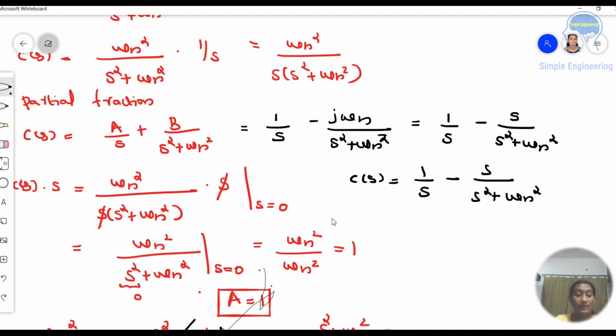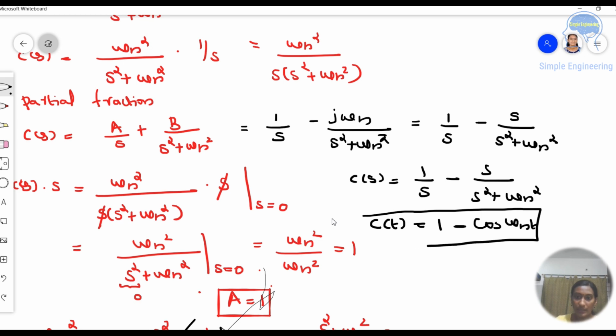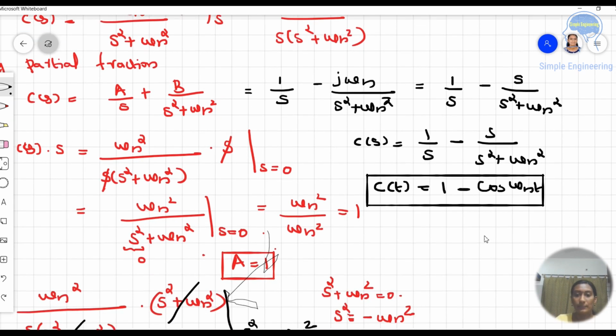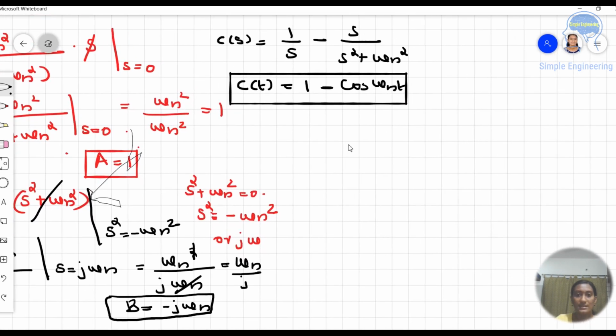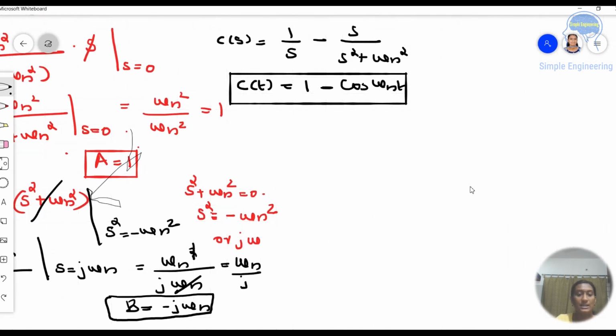And what we have to find? We have to find the response. Response means in the time domain. So c(t) will be equal to the inverse transform of 1/S, which is 1, minus the inverse transform of S / (S square + omega n square), which is cos omega n t. So c(t) will be equal to 1 minus cos omega n t. This will be the response of the undamped second order system for a unit step input.